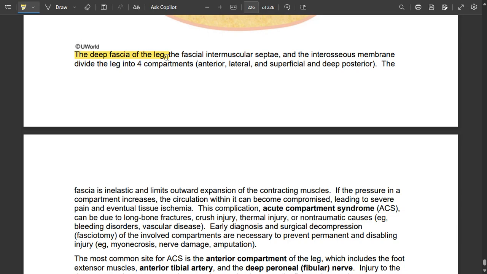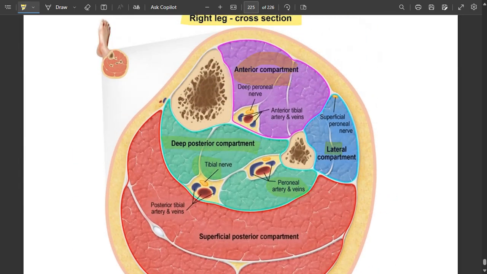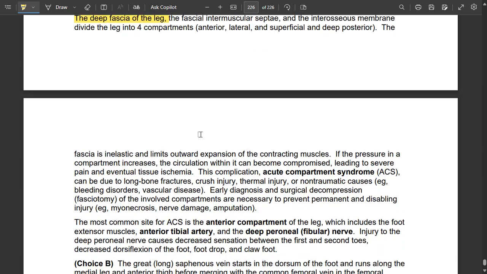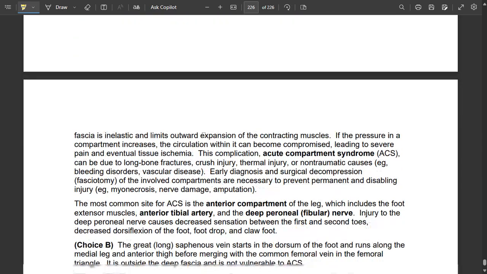The deep fascia of the leg, the fascial intermuscular septa, are located here. These fascial intermuscular septa and the interosseous membrane divide the leg into four compartments: anterior, lateral, superficial posterior, and deep posterior. The fascia is inelastic and limits outward expansion of the contracting muscles.